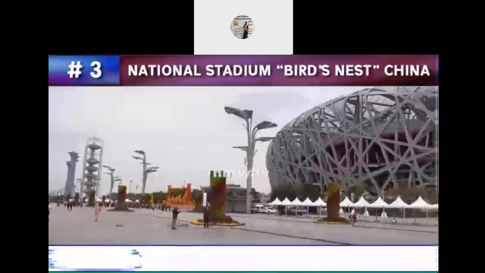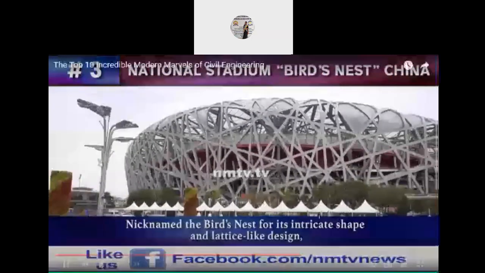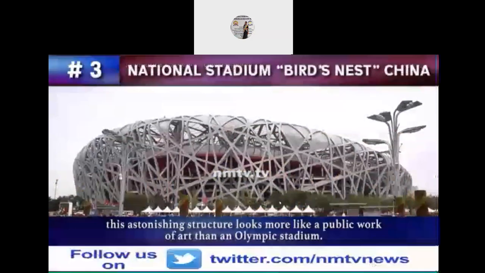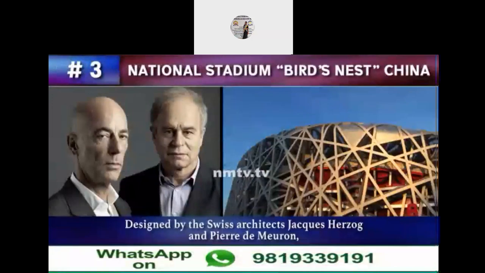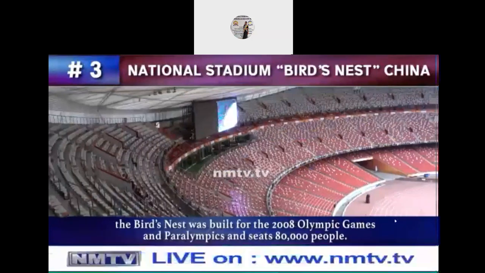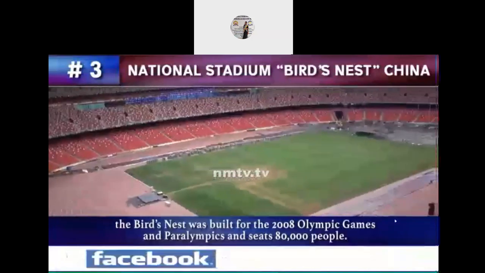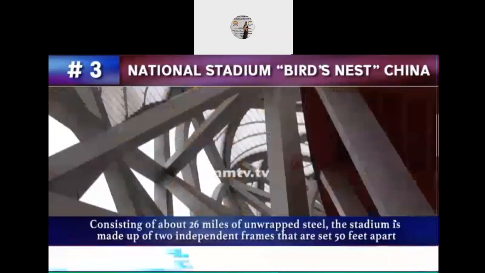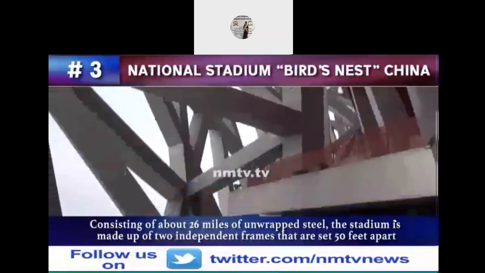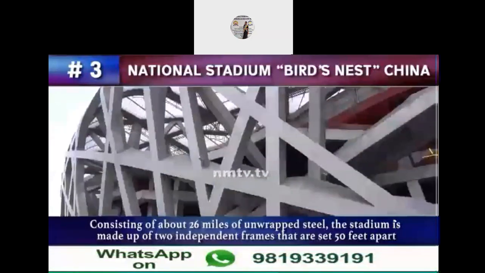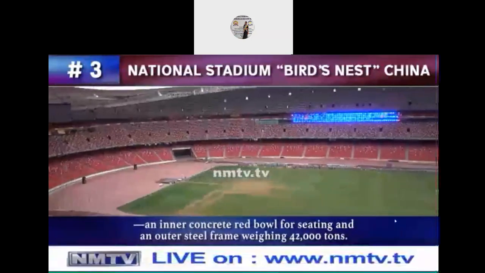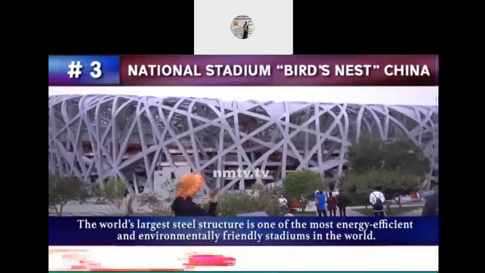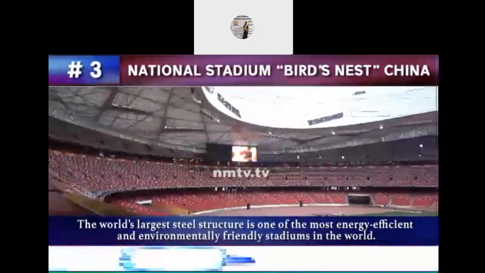At number three is the National Stadium, also known as the bird's nest, in China. Nicknamed the bird's nest for its intricate shape and lattice-like design, this astonishing structure looks more like a public work of art than an Olympic stadium. Designed by Swiss architects Jacques Herzog and Pierre de Meuron, the bird's nest was built for the 2008 Olympic Games and Paralympics and seats 80,000 people. The elaborate design incorporates Chinese symbols and mythology. Consisting of about 26 miles of unwrapped steel, the stadium is made up of two independent frames that are set 50 feet apart, an inner concrete red bowl for seating, and an outer steel frame weighing 42,000 tons. The world's largest steel structure is one of the most energy efficient and environmentally friendly stadiums in the world.